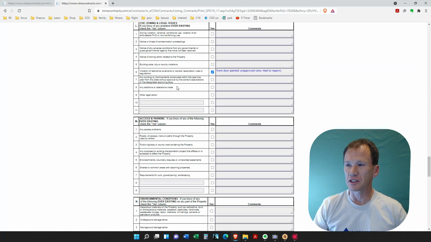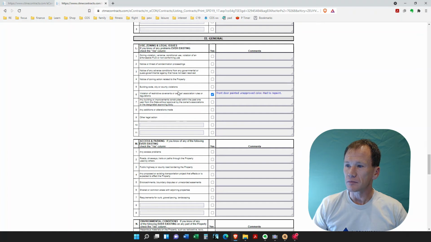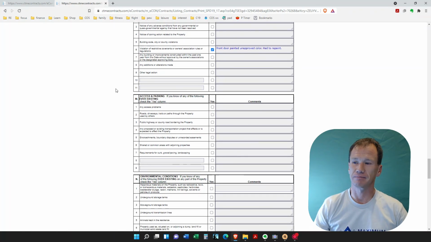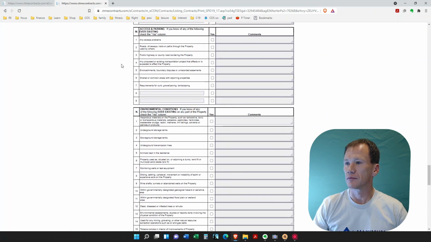Any additions or alterations made, any problems with them, check it out. Any other legal action related to the home, check it and explain it. And again, those are legal actions related to the home, not related to you as an owner. Access and parking. Any of the following ever existing, check the yes. Have there ever been any access problems? You had an easement to the property that your neighbor decided they were going to put a gate across the property. You had to go to court to get them to take the gate off. It's fixed now, but that was an ever existing problem.